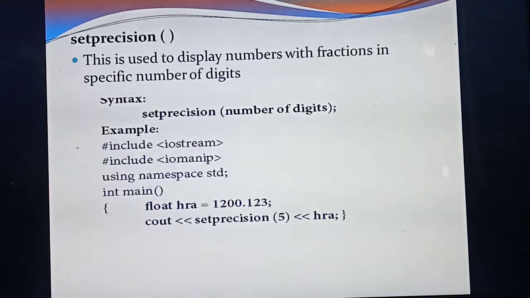Understood? Okay. Today we are going to study the third manipulator called setprecision. Already you have studied two manipulators. What are they? endl as well as setw. Today we are going to study the third manipulator called setprecision. This manipulator is mainly used to display a number with fractions. In fractional numbers you are going to give some specific number of digits, and based on the digits you are going to display some digits.